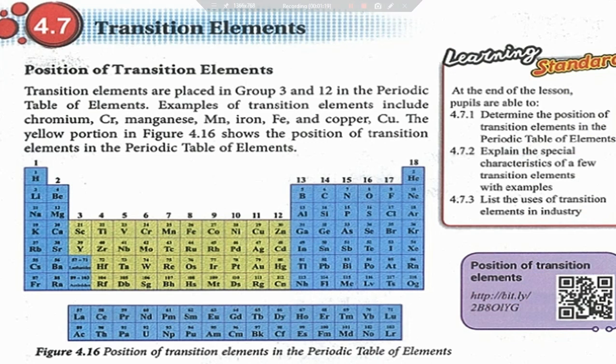Okay, so the positions of transition element in the periodic table of elements, they are placed in group 3 to 12 in the periodic table of element. So examples of transition elements involving the chromium, the manganese, the iron, and also the copper. So here in this figure, periodic table of element, the yellow portion here from group 3 until group 12 is showing the positions of transition elements in the periodic table of elements.